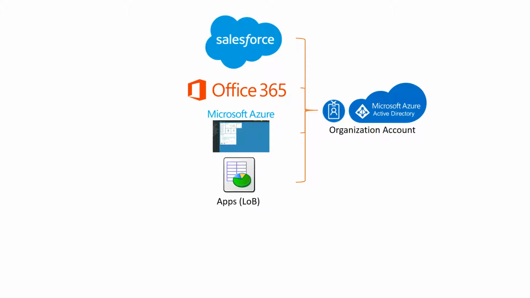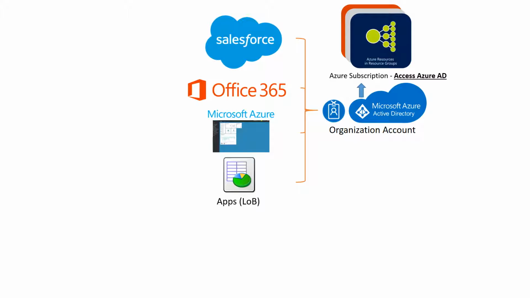When you have an organization account, it must sit in Azure AD. Well, Azure AD cannot run alone. It always sits inside one subscription. So if you are an Office 365 user, you already have an Azure subscription that Microsoft created for you. The name is called Access Azure AD. Your Office 365 users are sitting inside this Azure AD.